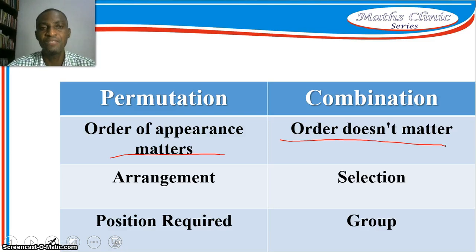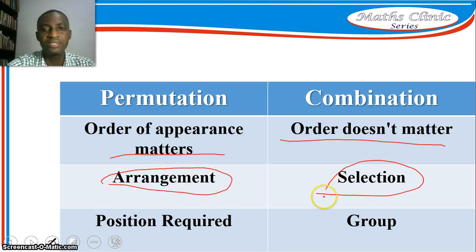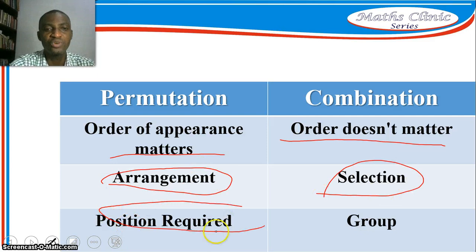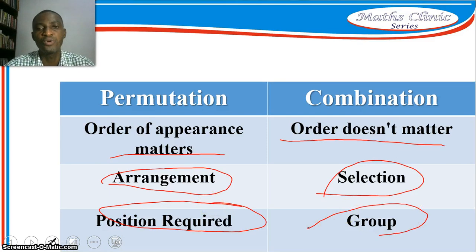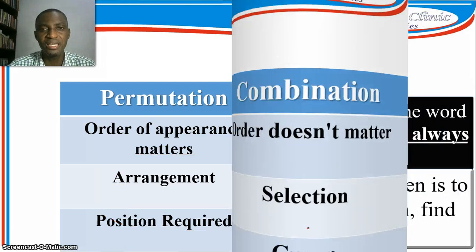But if you come to permutation, first is first, second is second, third is third. Arrangement here matters. Here selection matters. Here position is required. Here no position. We talk about groups or selection, or we just pick. So let's see 2 examples here.